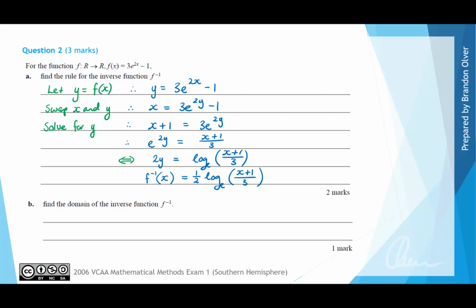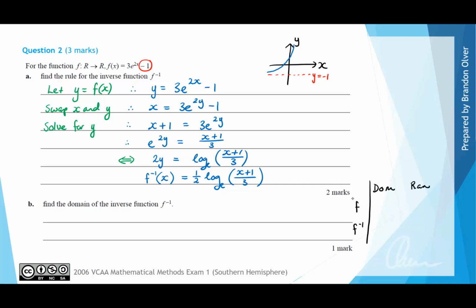For part B we're asked to find the domain of the inverse function. So what we're going to do is consider our original graph of f of x. If we have a look at what f of x might look like, we would have an asymptote at y equals -1, so along here at y equals -1 there's an asymptote, and then our graph would look something like this. And the reason why we do that is so that we can find the domain and the range of the function f and its inverse.